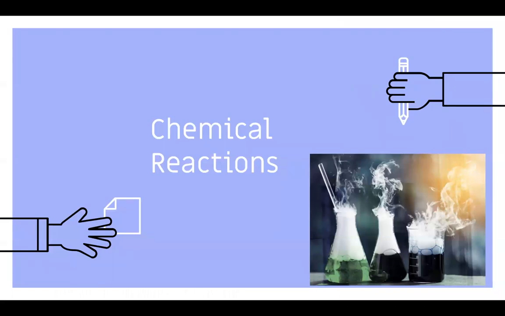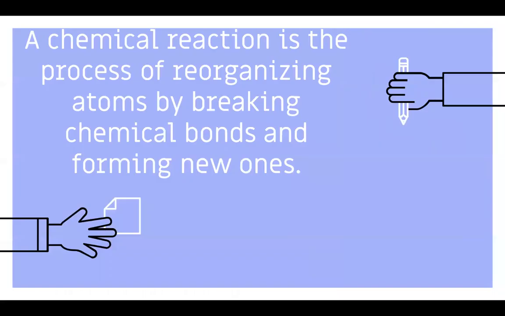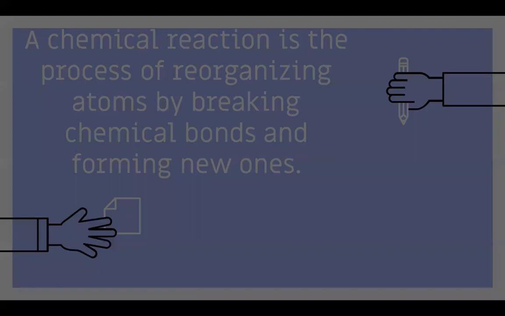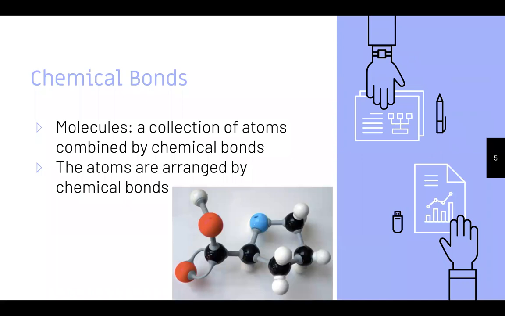So, what is a chemical reaction? Well, a chemical reaction is the process of reorganizing atoms by breaking chemical bonds and forming new ones. Some terminology: molecules are a collection of atoms combined by chemical bonds, and atoms are the building blocks of the universe. The atoms are arranged by the chemical bonds.